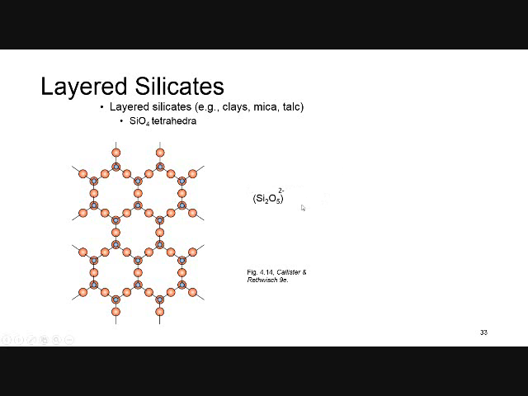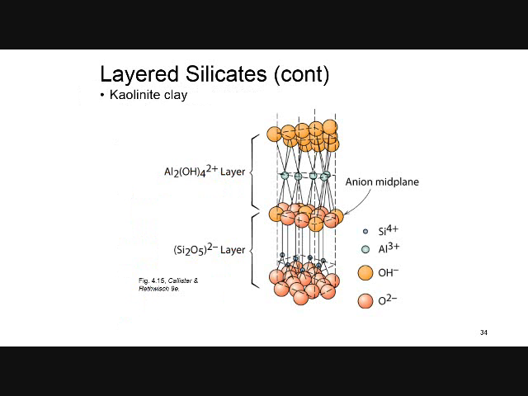This one here, the negative charge is balanced by an adjacent plane, which has positively charged cations. An example of layered silicate is kaolinite clay.